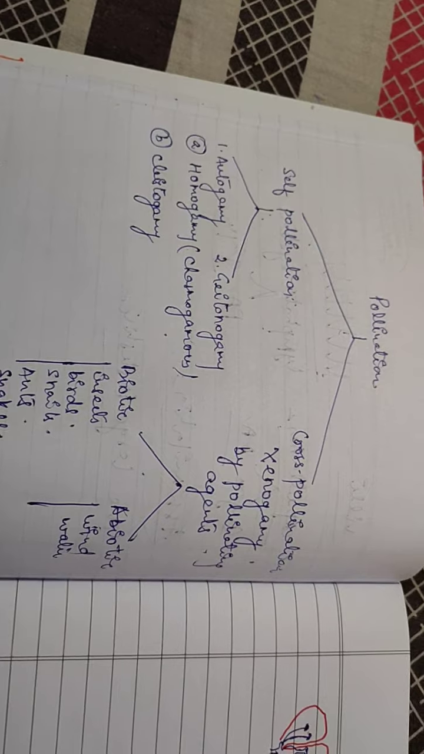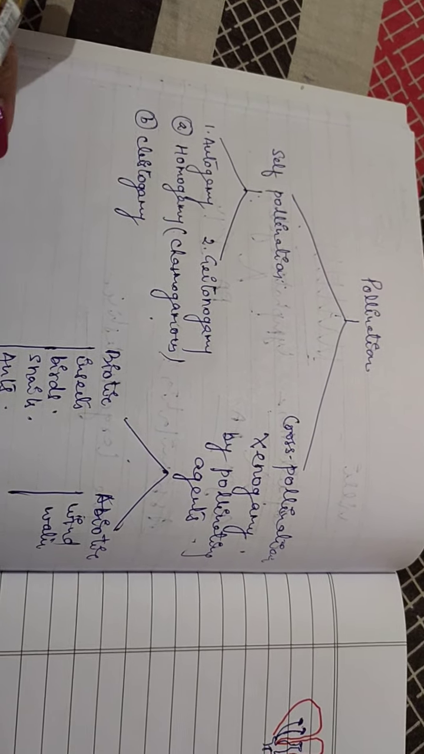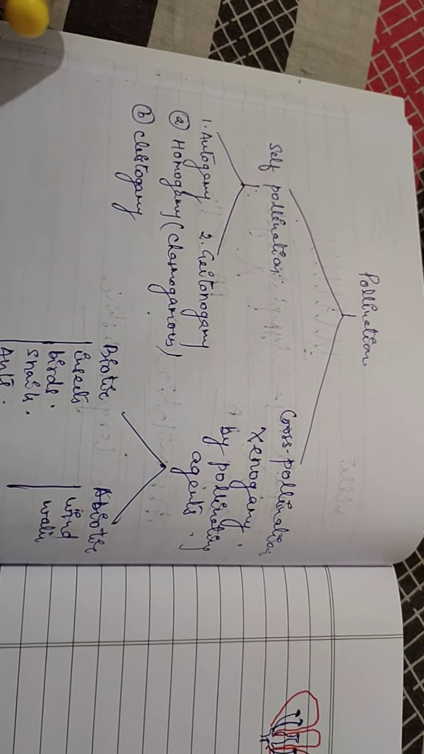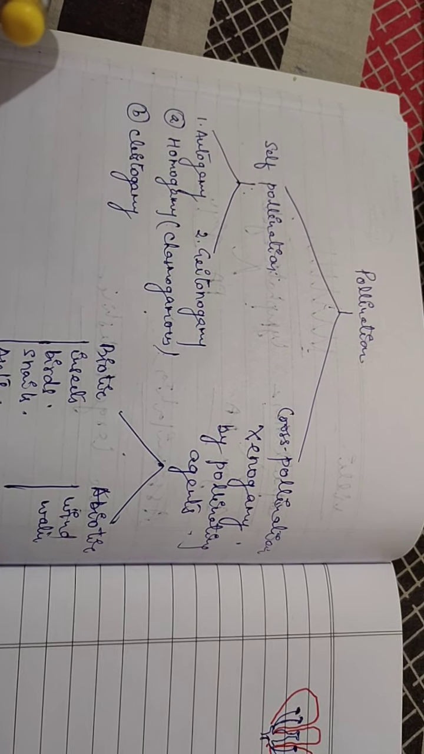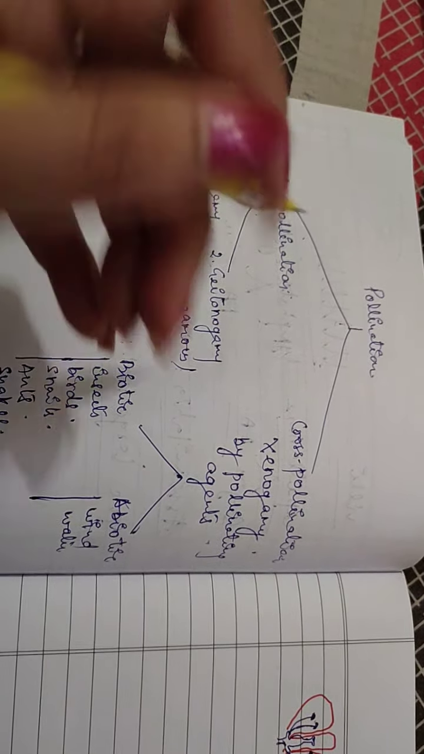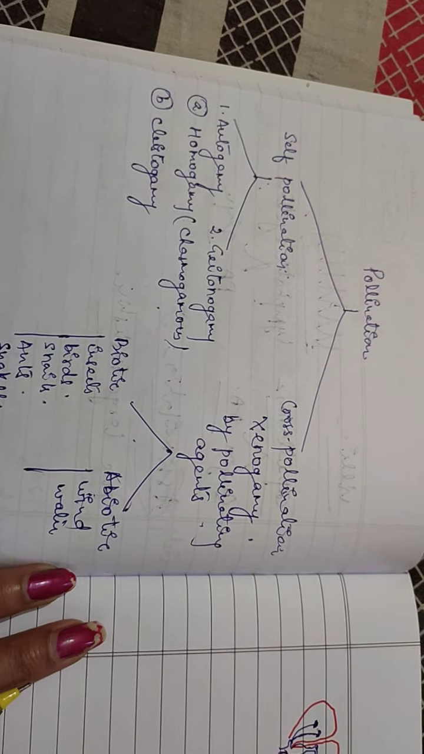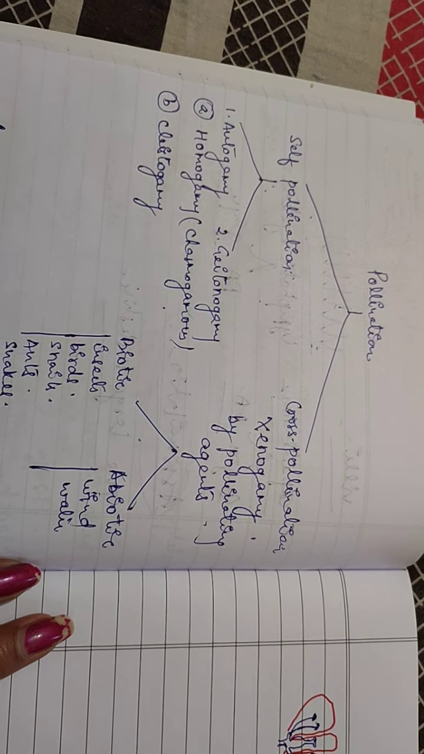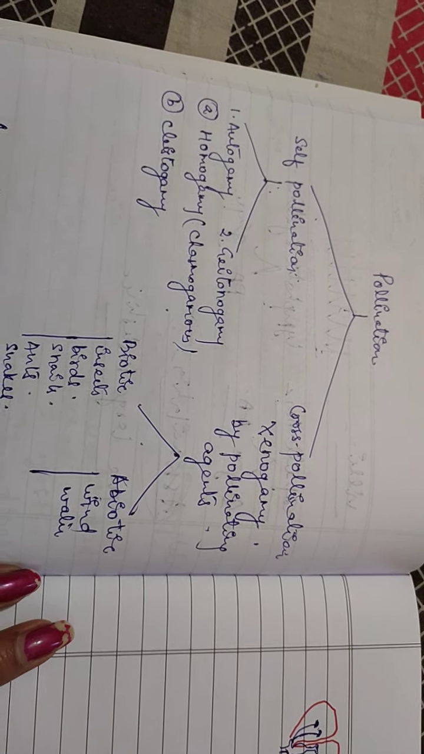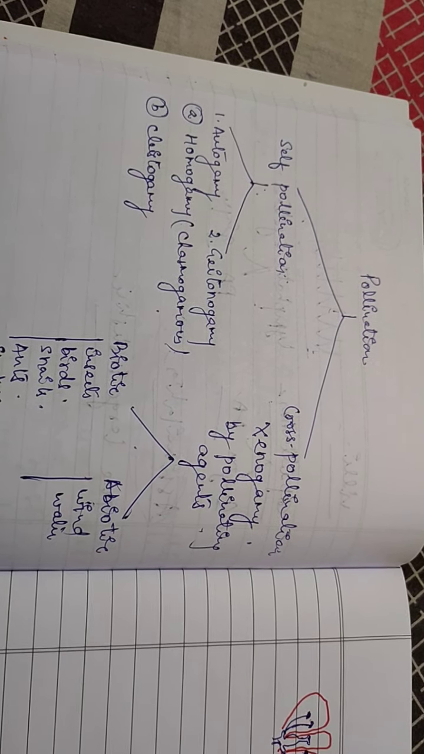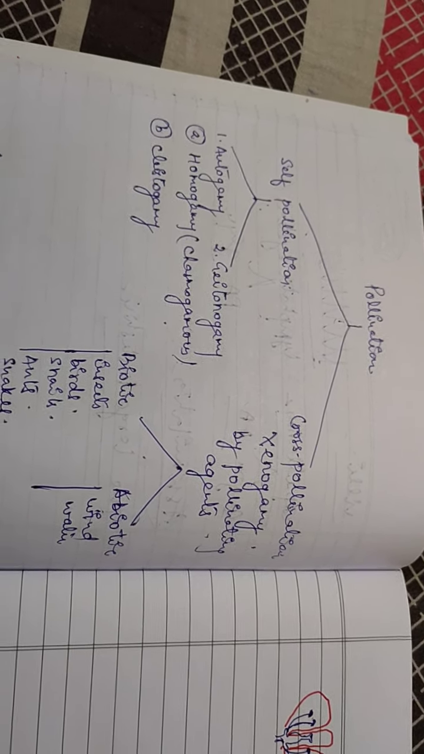As we have seen, microsporogenesis and megasporogenesis come under pre-fertilization events. This pollination also comes under pre-fertilization events. Before fertilization, pollination should occur in the plant for the transfer of male and female gametes.